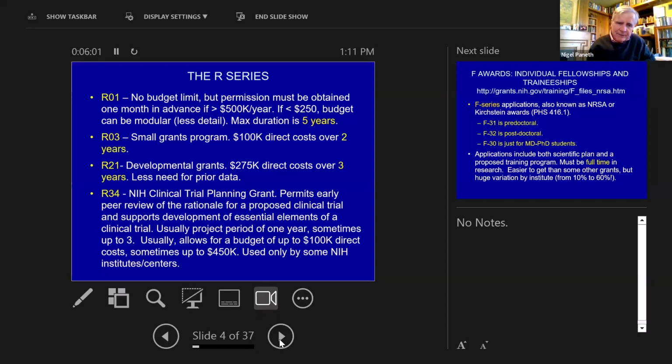But some have been much larger. And again, this is not every NIH institute that uses this. So if you think of a clinical research trial, keep an eye on the R34. Next slide.